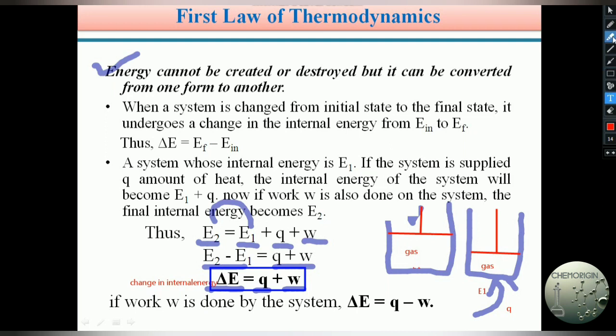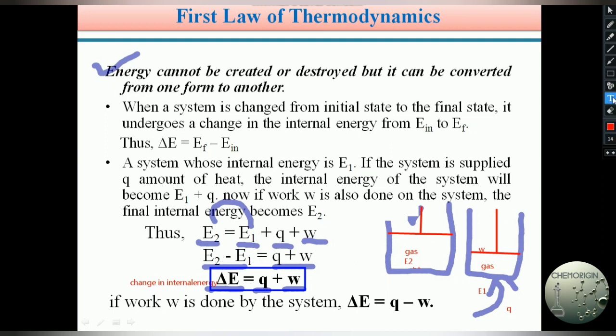So here the internal energy becomes E2. Therefore, here work is done by the gas, work done by the system. Therefore, internal energy becomes E2 equals E1 plus Q plus W. And similarly, E2 minus E1 equals Q plus W.